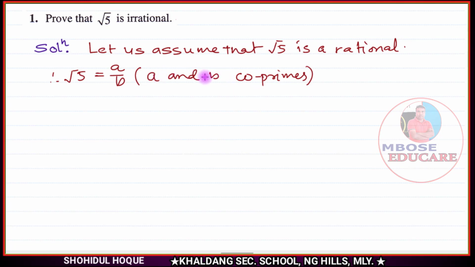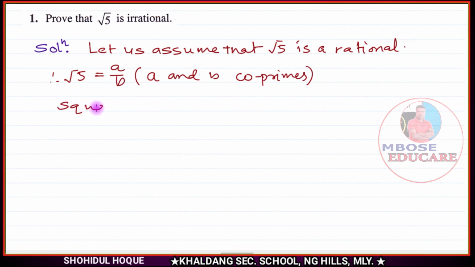Co-prime means they don't have any other factors other than 1. Their common factor is only 1. When other than 1 they will have some factors, then a by b will not be in lowest form. Remember this point. Now we can do one thing, squaring both sides.